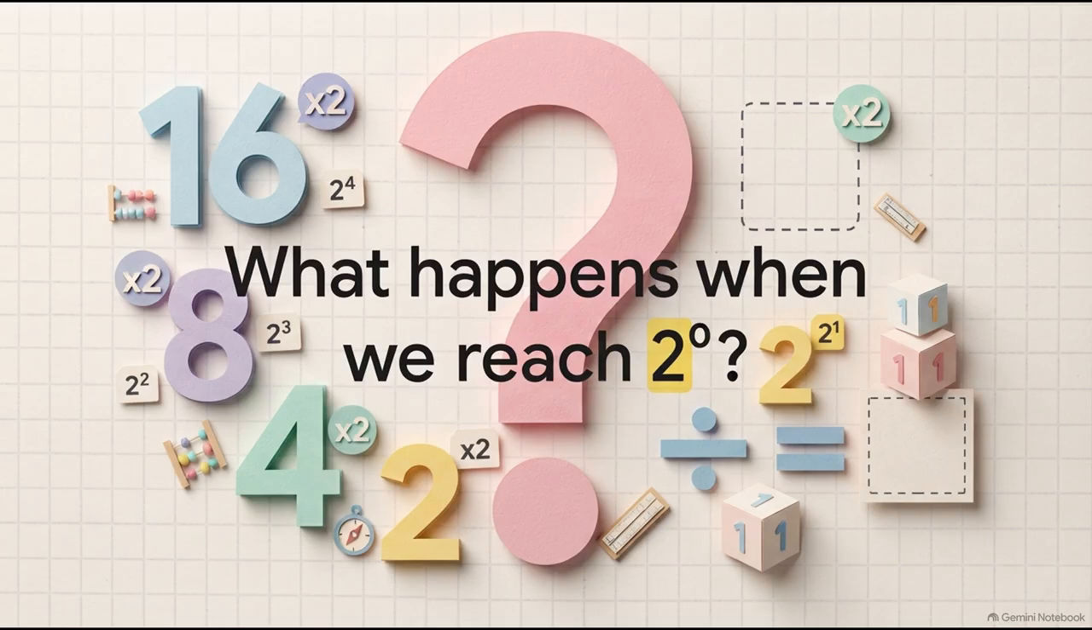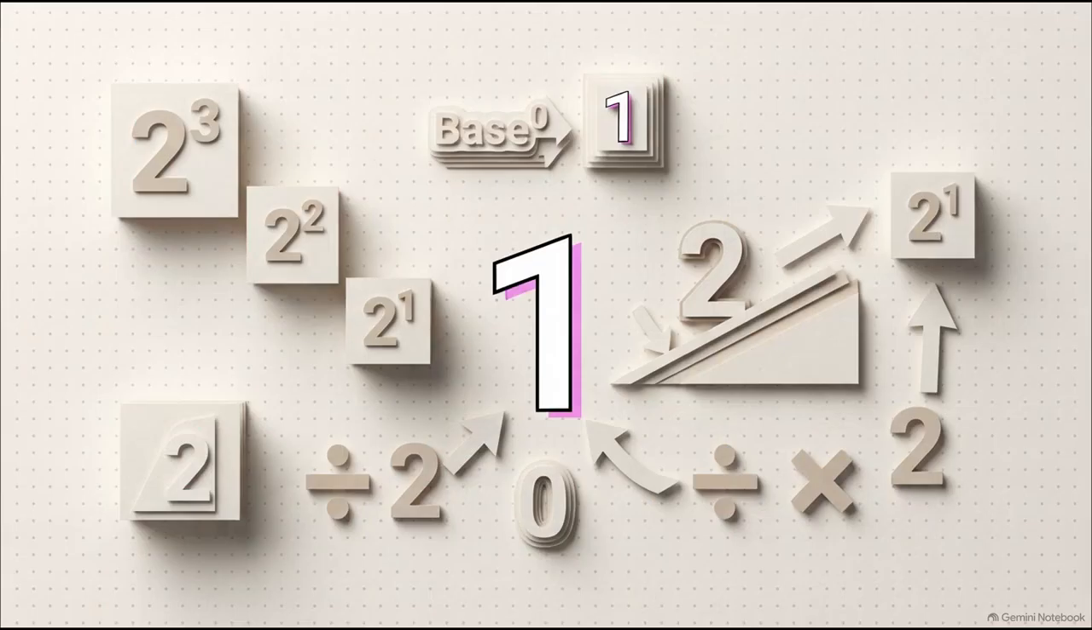So following this flawless logic, what logically comes next when we reach 2 to the power of 0? The answer is 1. Any non-zero base raised to the power of 0 is simply 1. Think about it. If 2 to the 1st power is 2, and our pattern dictates we must divide by 2 for the next step down, then 2 divided by 2 equals 1. It's the completely unavoidable consequence of this mathematical pattern.